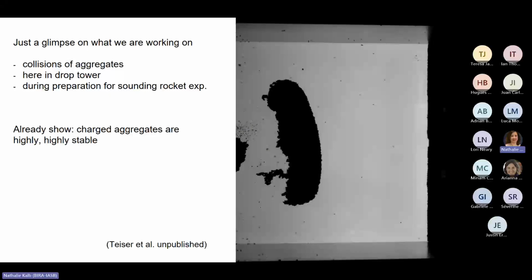Okay, again one of the movies didn't work. So I'll describe what you would have seen. This thing just hits the wall and only breaks in two or three parts. If it were not charged, with this particle grain size, it would be splattered all over. But its charging makes it much more stable.